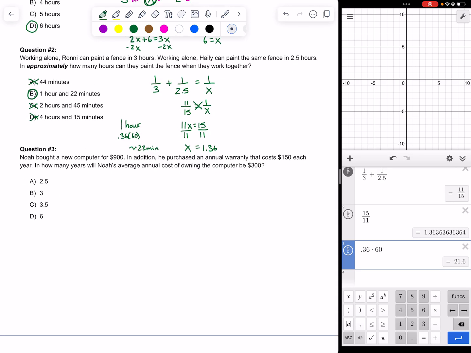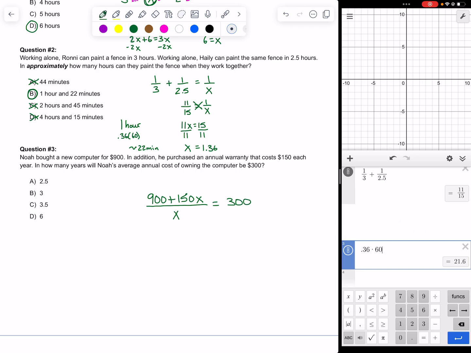Question 3 says, Noah bought a new computer for $900. In addition, he purchased an annual warranty that costs $150 each year. In how many years will Noah's average annual cost of owning the computer be $300? So let's set up $900 plus the $150 per year divided by the number of years it will take for his average to be $300.